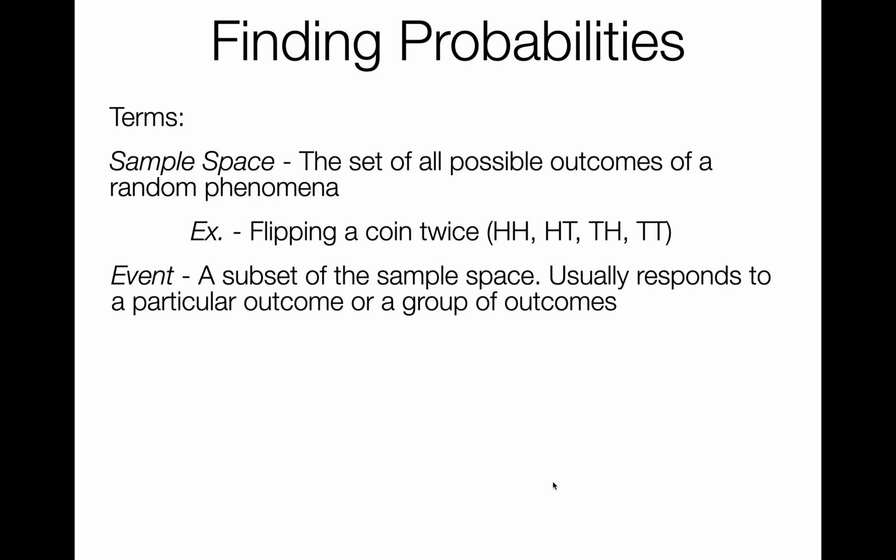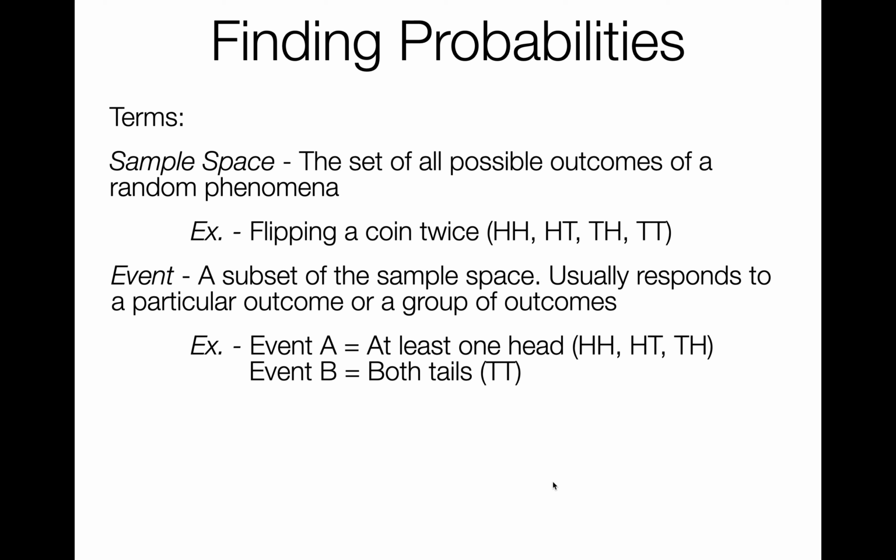It's much like a sampling frame that we learned about in chapter 4, but a theoretical version, not for subjects, but for events of these random phenomena. And then it leads us to an event, which is a subset of the sample space. It usually corresponds to a particular outcome or a group of outcomes. So that should say corresponds, not responds.